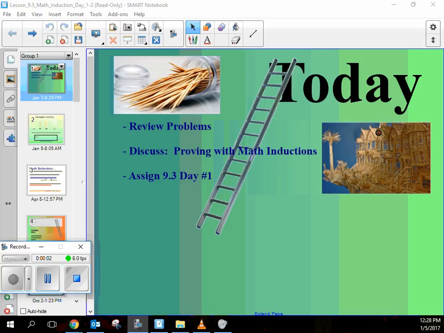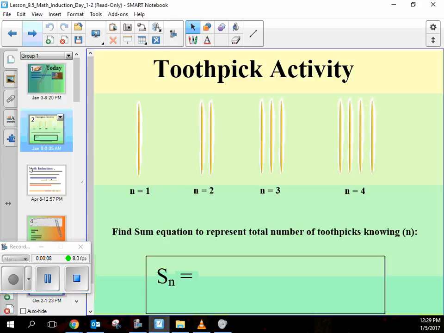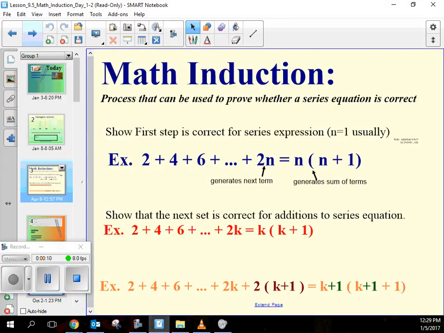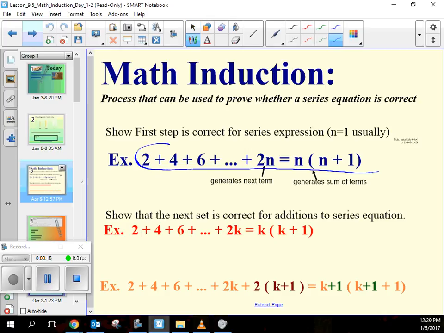Okay, it's 9.5, math induction. That's the new topic for today. And if I'm going to prove with math induction, I have to take a statement like this that they say is true. And by the way, we're not going to be evil and ever make you try to prove things that are not true and struggle with them all night. We'll only give you things that are true, but we want you to prove they're true.